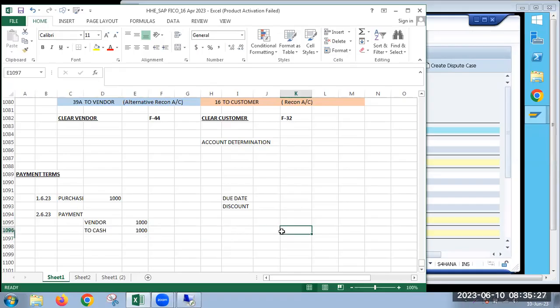Think about, we have a discount available, maybe 10%. Then how will we do the transaction? Vendor debit 1,000, to cash 900, to discount received 100. Correct. So we will credit one more GL, that is discount received. Since we are receiving this discount from the vendor, it's an income for us. We credit the discount received account with the 100 rupees.